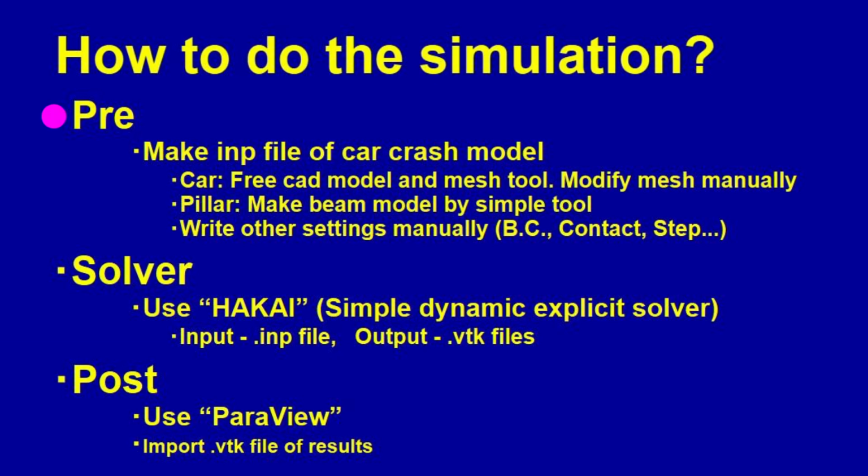So for pre-processing, I have to make an inp file. In this simulation, there are two parts, a car and a pillar. For the car, as shown in some YouTube videos, we can use a FreeCAD model of a simple car shape. And using some free mesh tool, we can get nodes and elements data of the car.